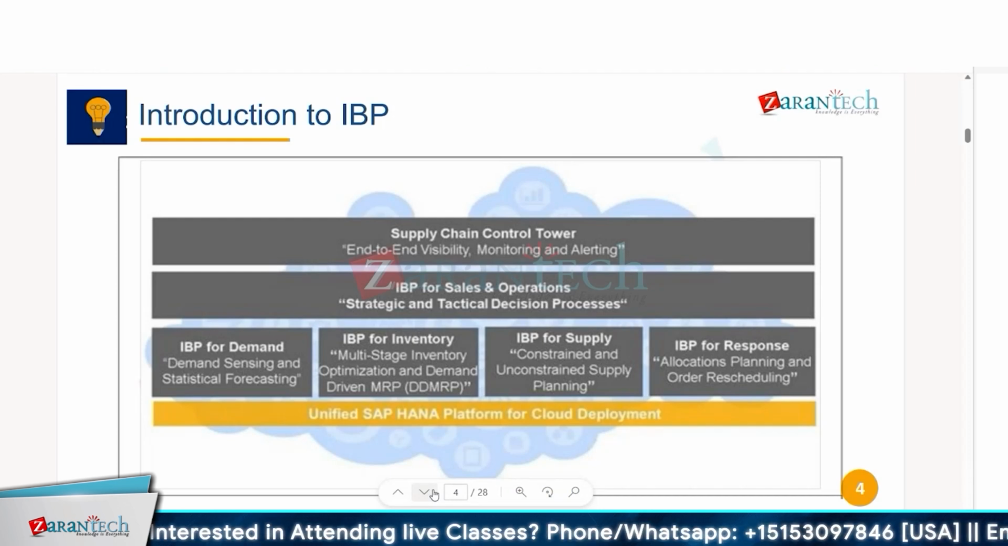So they start off this IBP process with the demand review. In a nutshell, the demand review is the beginning of the process, and this is the starting point of every organization. And of course, to a certain extent, this is also the end point of every organization, because that is where the forecasting accuracy is measured.